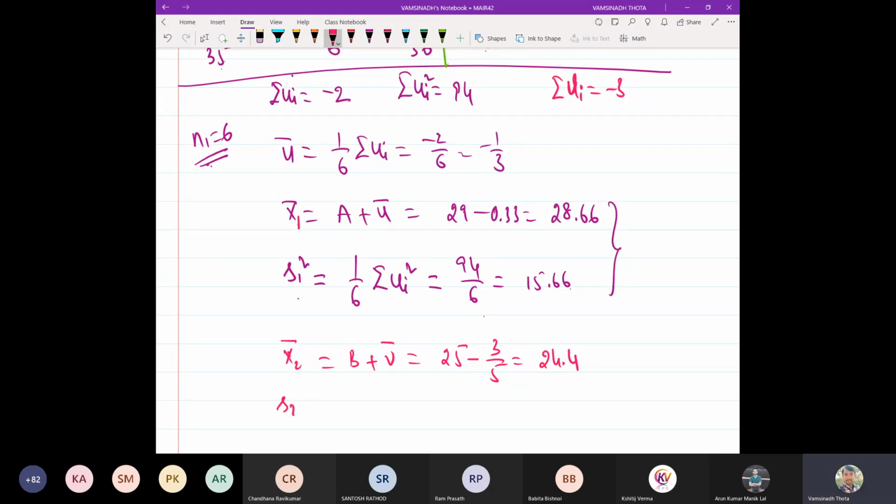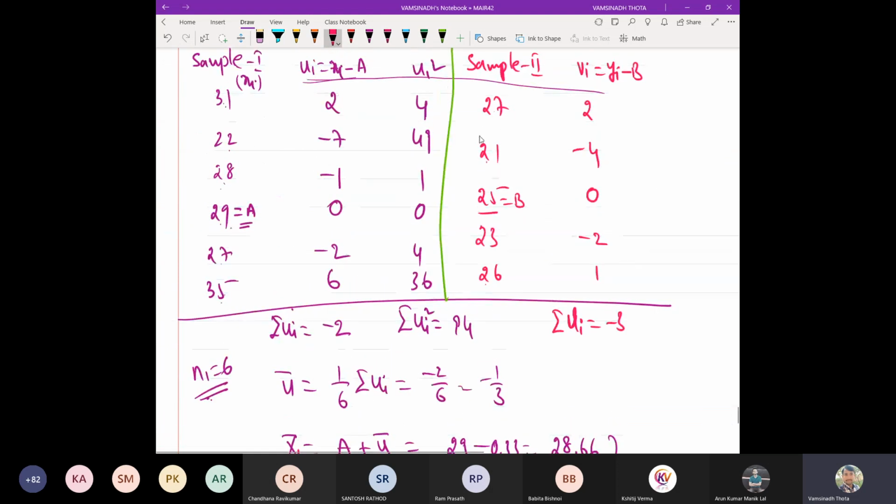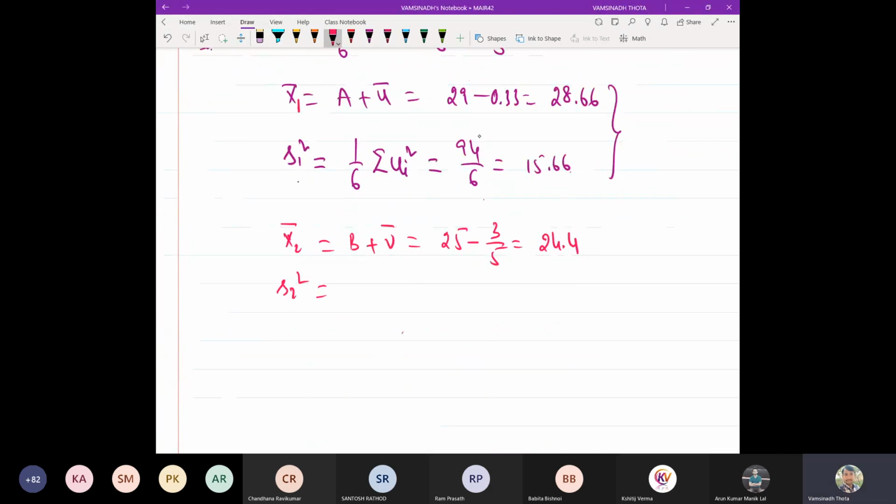Right? Now how to evaluate S2 square? For S2 square, we simply take VI square: 4, 16, 0, 4, 1. So the summation of VI square is what? 20 and 25. It is 1 by 5 times the summation of VI square, so that is 25 upon 5. So this is 5.